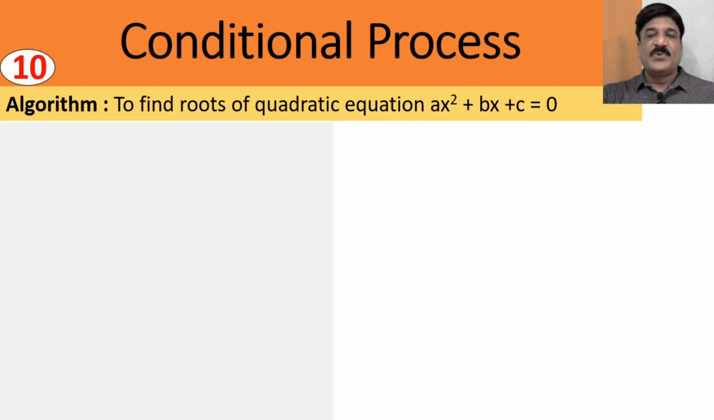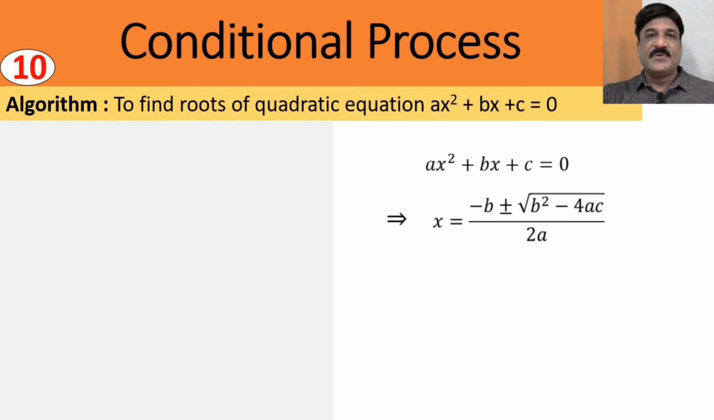To find the roots of a quadratic equation, that is, ax square plus bx plus c equal to 0, what are a, b, c? They are the coefficients. So how are you going to find the roots? There might be three possibilities. The first is when the value of b square minus 4ac is greater than 0. In that case, the roots are real and different. If the value of b square minus 4ac is equal to 0, the roots are real and equal. Otherwise, they are complex or imaginary.